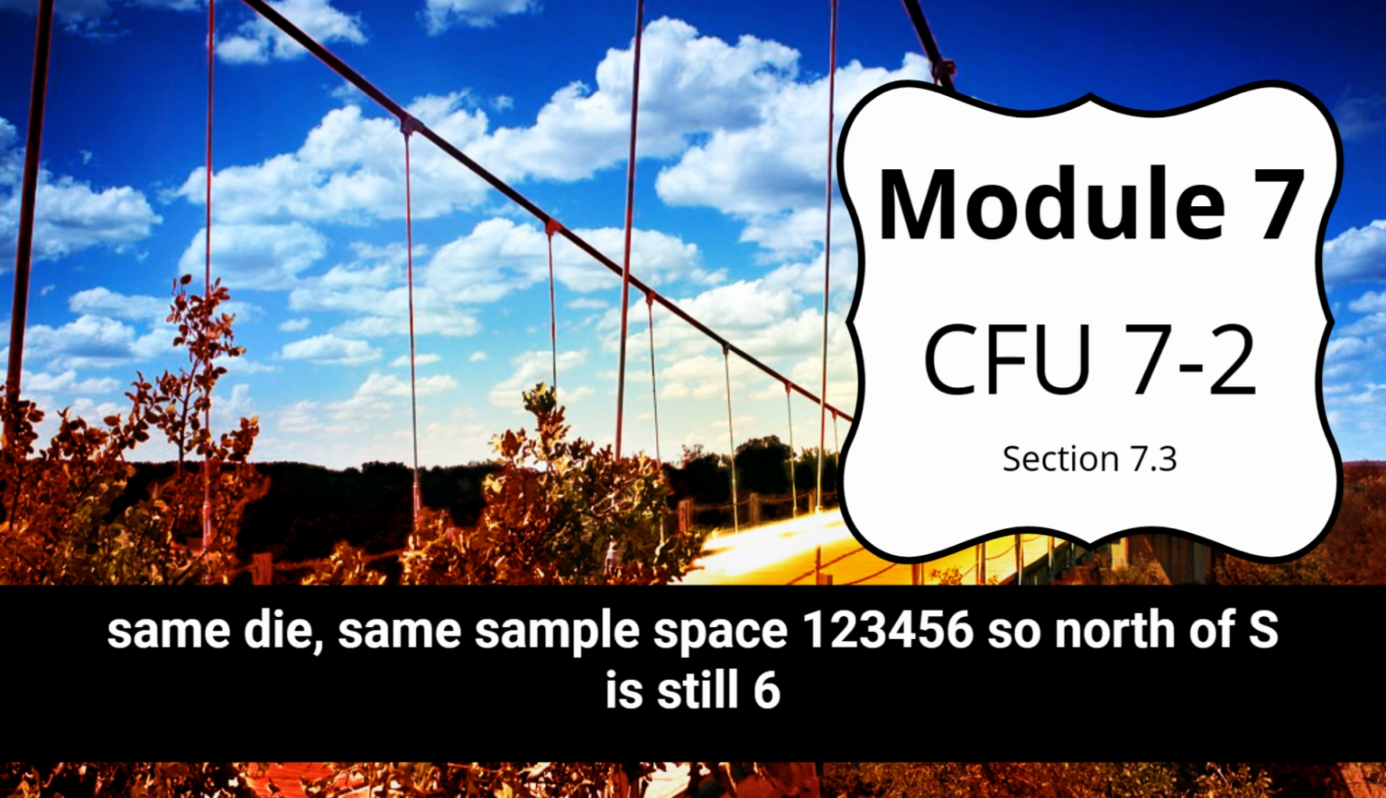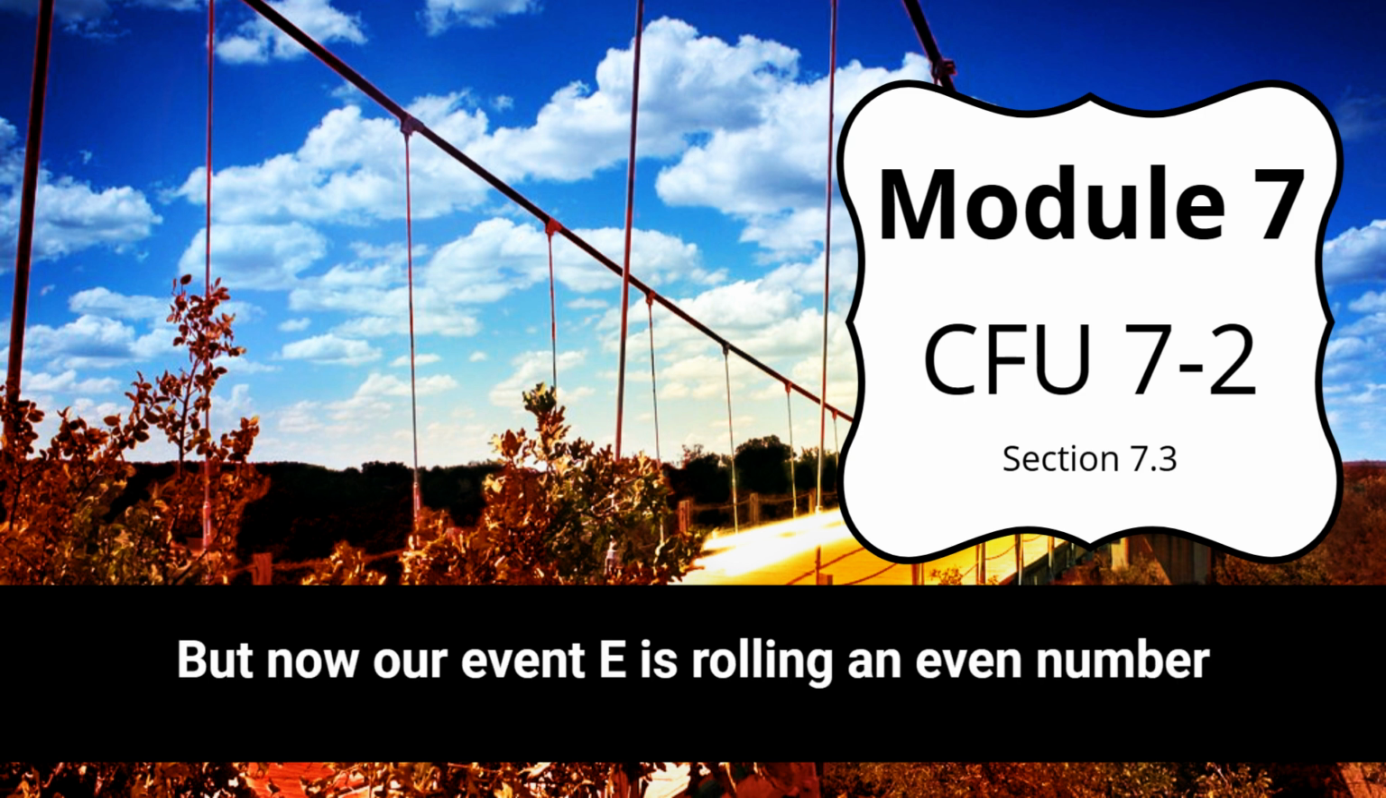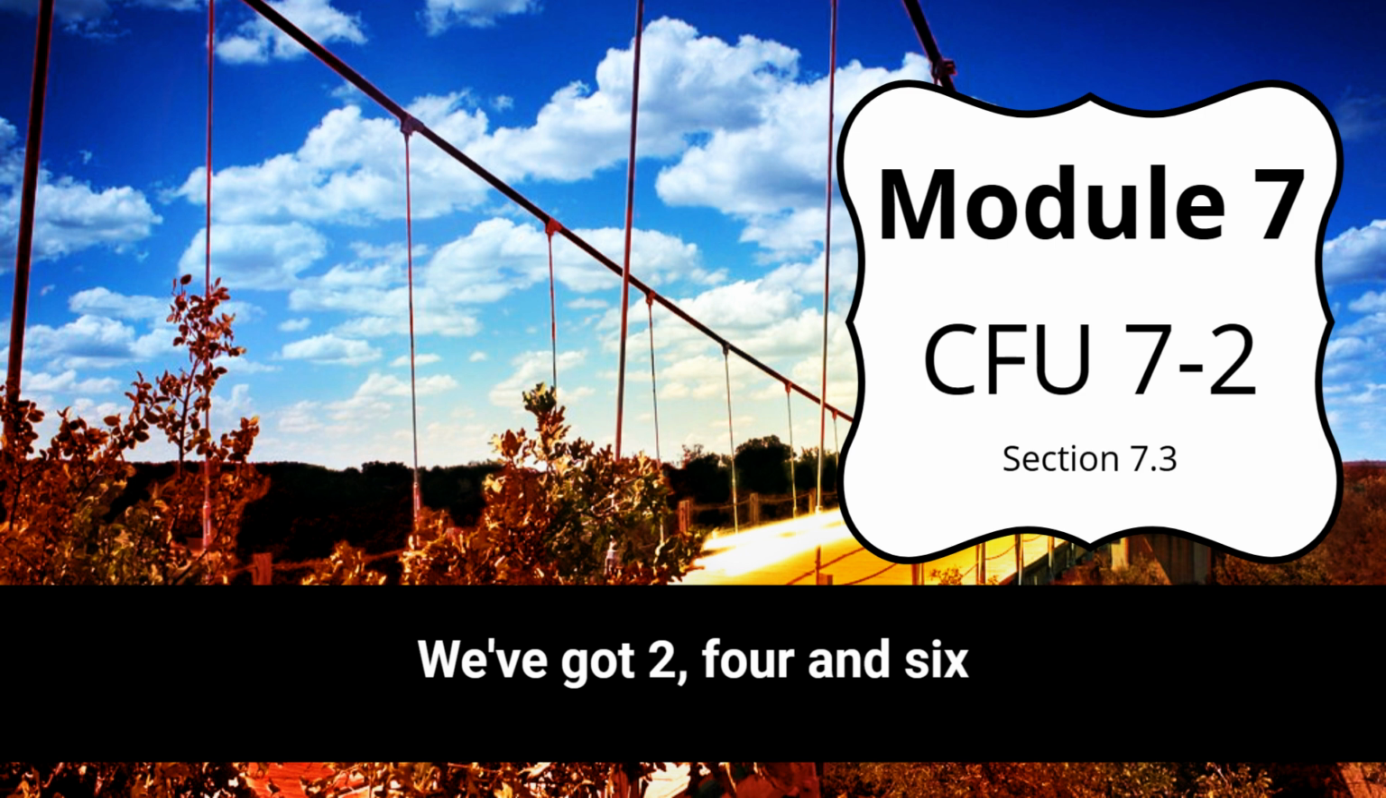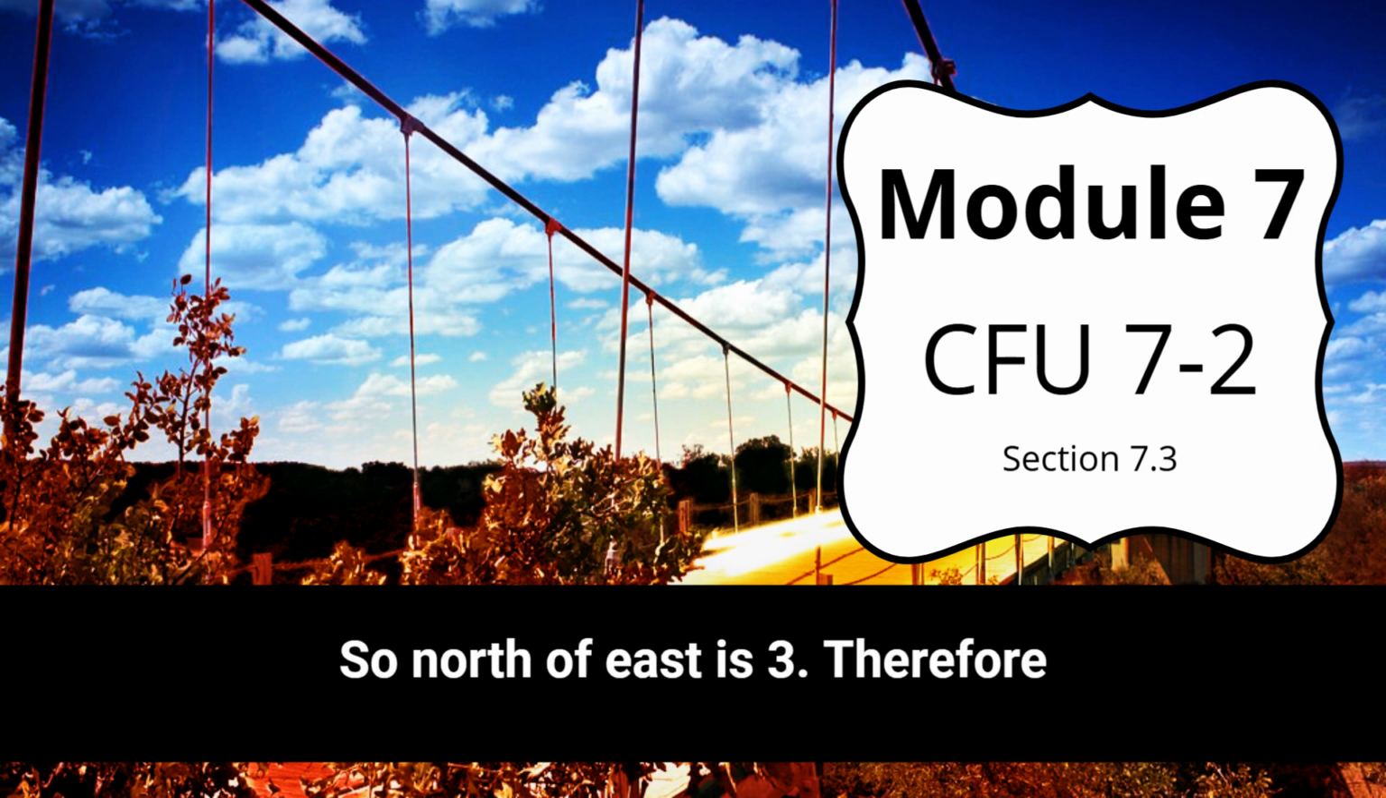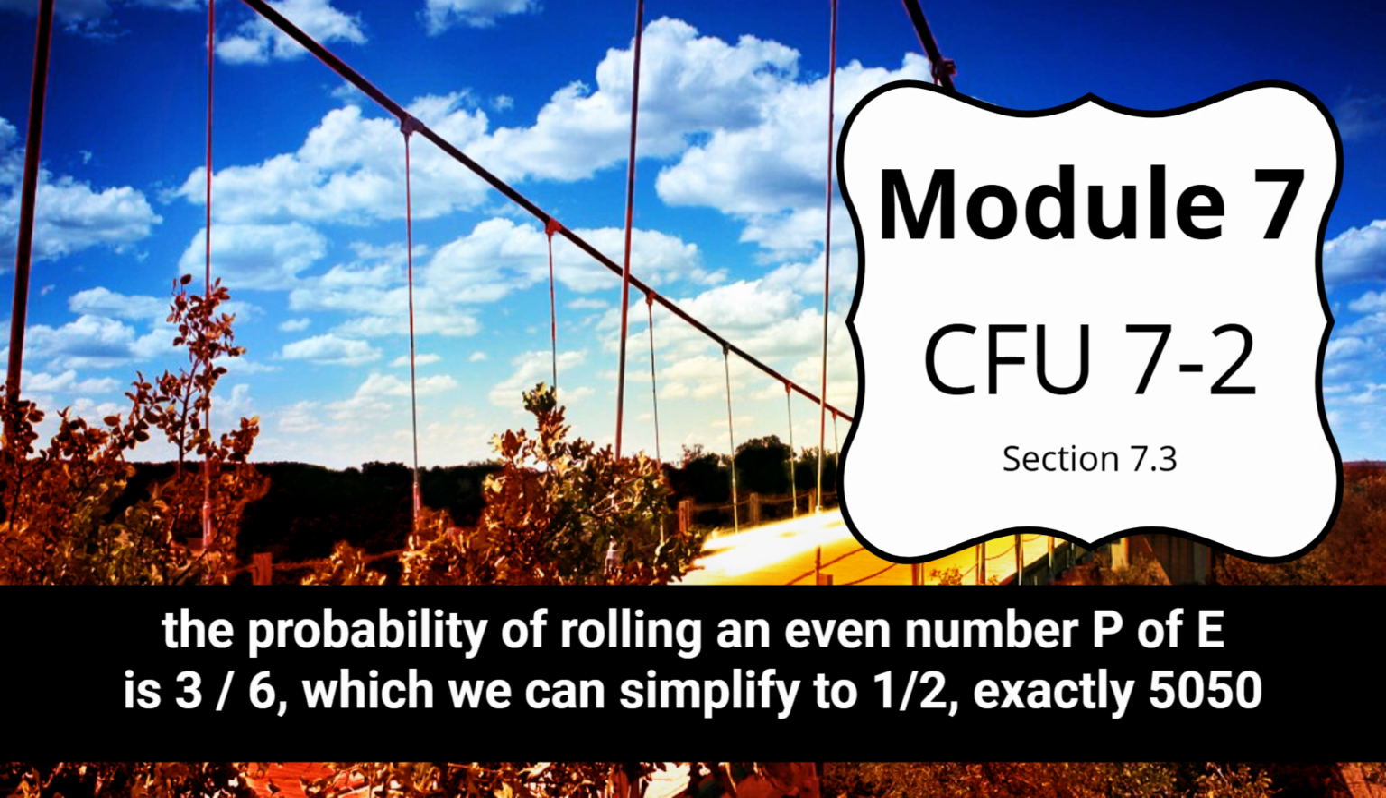So n of S is still 6. But now our event E is rolling an even number. We've got 2, 4, and 6. So 3 possibilities this time. You got it. So n of E is 3. Therefore, the probability of rolling an even number, P of E, is 3 divided by 6, which we can simplify to 1/2. 50-50 chance. Exactly, 50-50.